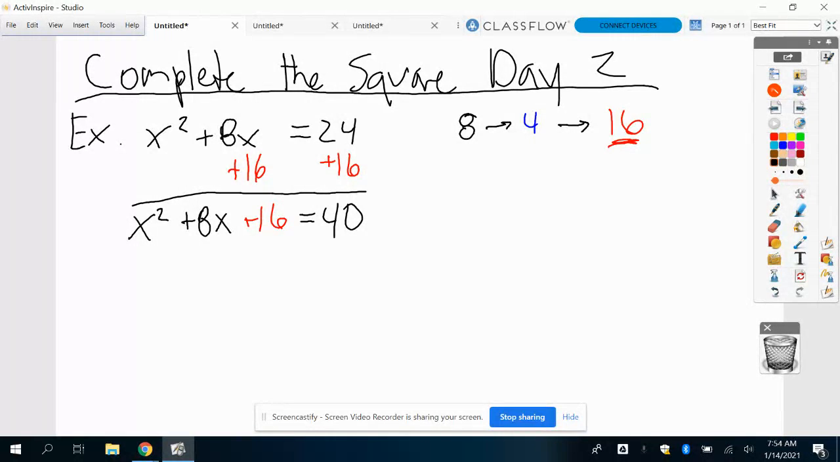Step 5 then is to factor. So if you remember, when we factor these, it's always going to be the form of your variable, some integer here, squared, equals that 40.